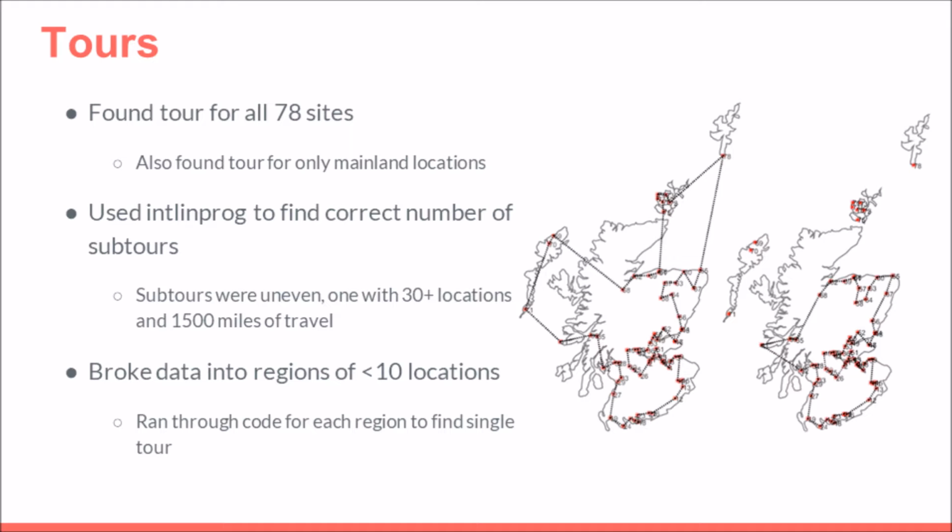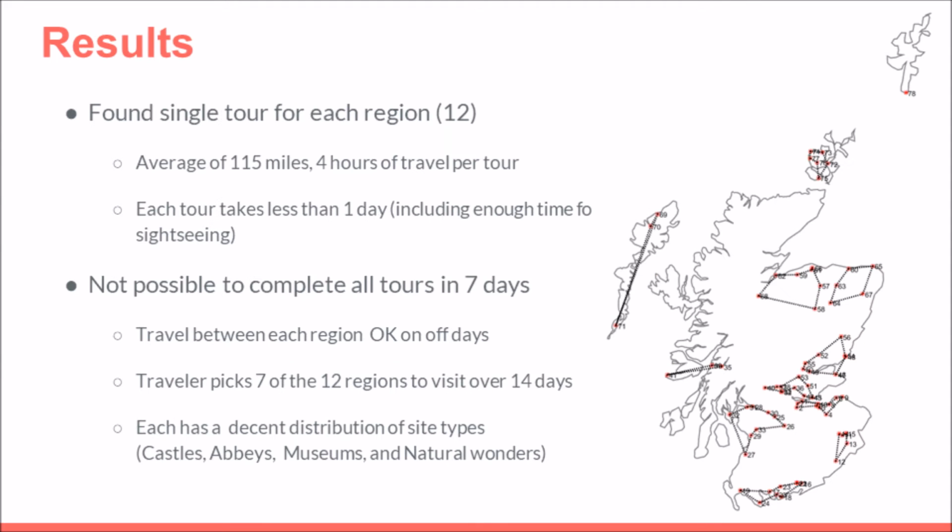In order to account for these limitations with the intlinprog function, I broke the data into roughly equal-sized regions of less than 10 locations each, and then ran the code for each region to find a single tour per region. The results are shown in the figure to the right. The 12 regions had an average of 115 miles of travel in one day, which is about 4 hours of travel time. Each of the 12 subtours can be completed in one day, including the sightseeing time.